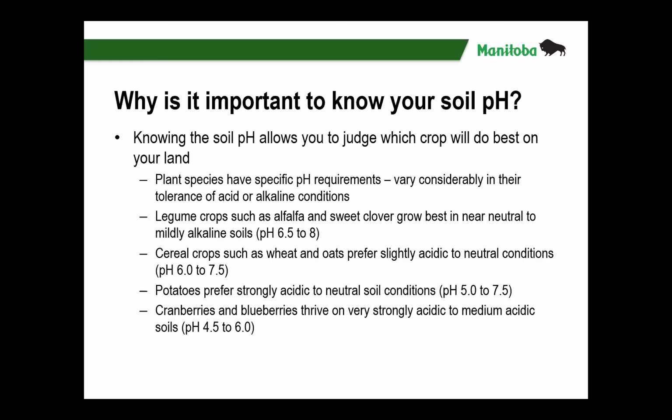There's a few key things that we look at, or think about, when it comes to soil pH. Some plant species have very specific pH requirements. Some plants will be more tolerant of acidic conditions or more tolerant of alkaline conditions, and that can help us to target certain plant species based on that.